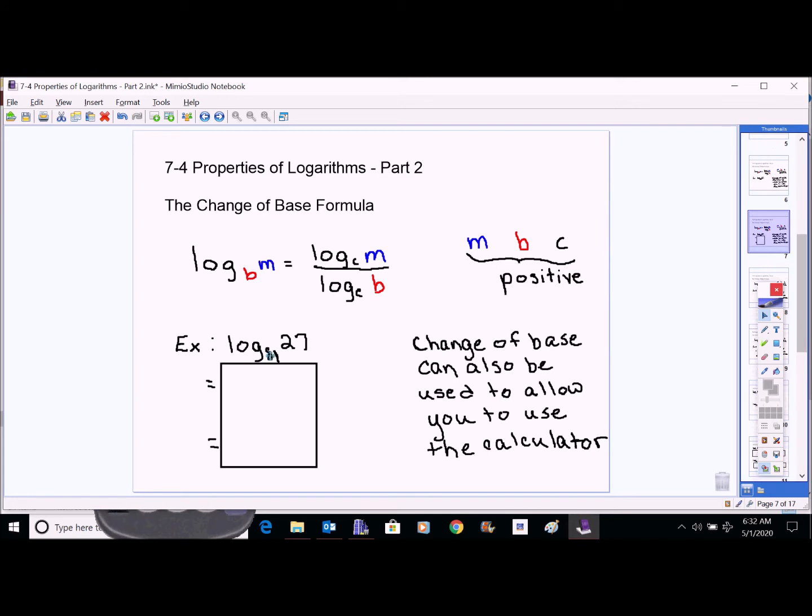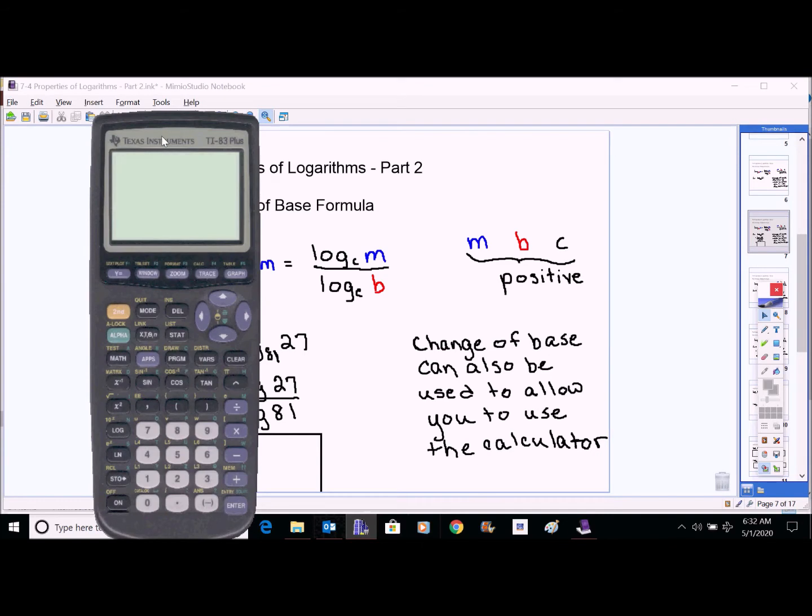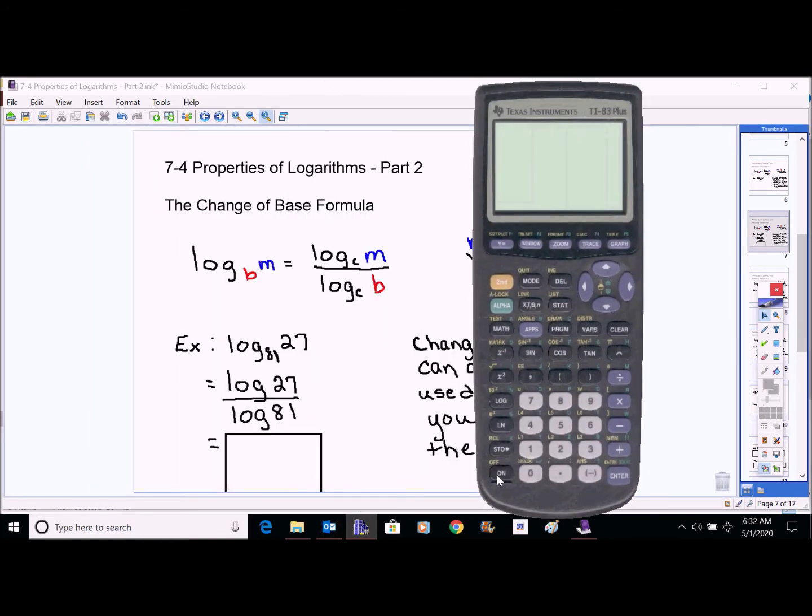So what I can do is log base 10 of 27 over log base 10 of 81. And I can do that strictly 100% in the calculator. Log base 10 would be hard by hand, but in the calculator it gives you a new tool. So log of 27 divided by log of 81.